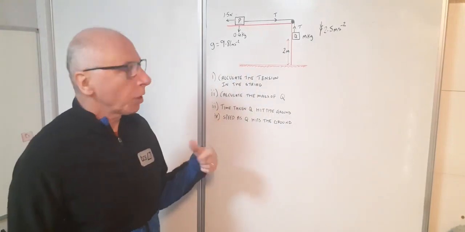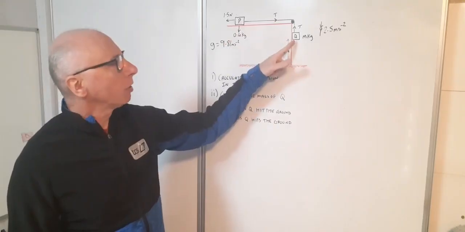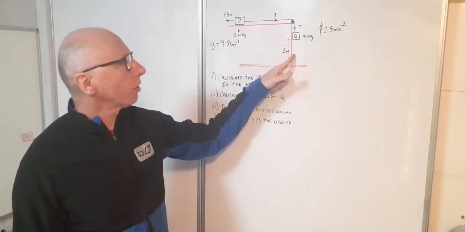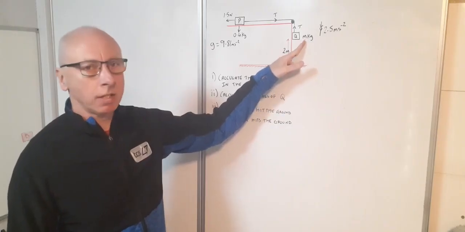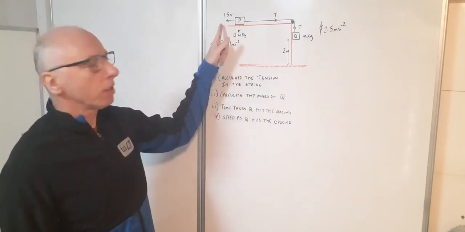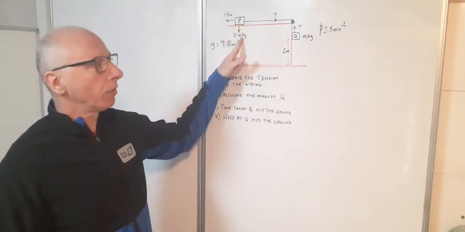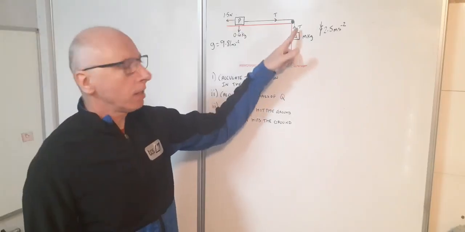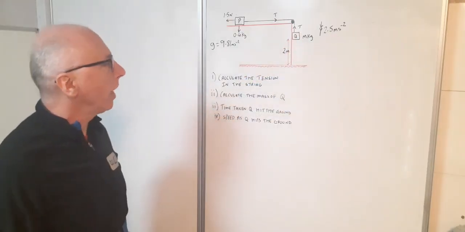So in this question here, we've got a pulley situation. We've got this block P being pulled along by block Q falling to the ground. Block Q has a mass of m kilograms, which we need to find a bit later. And block P has a resistance force of 1.5 newtons and its weight is 0.4 of a kilo. Now the whole thing is moving with acceleration at a rate of 2.5 meters per second squared.